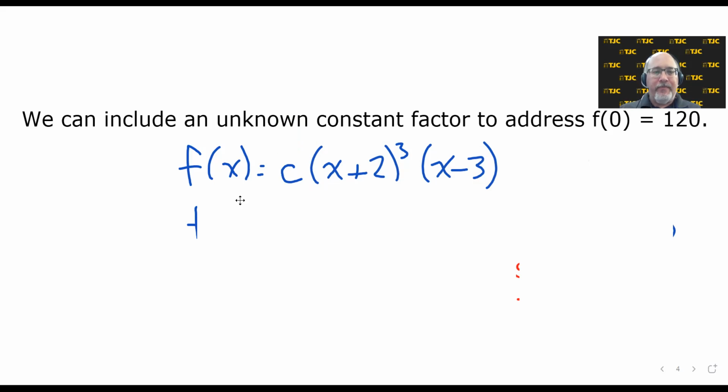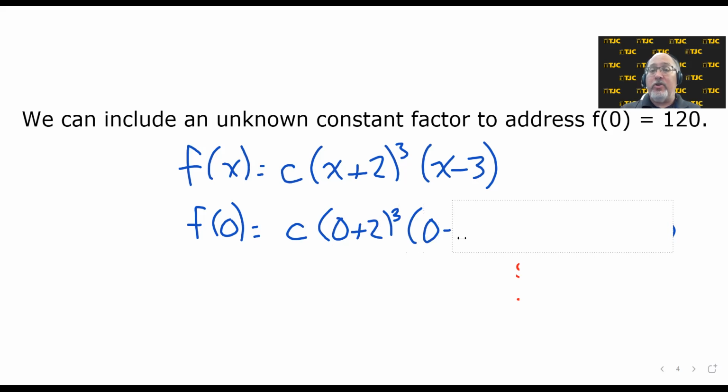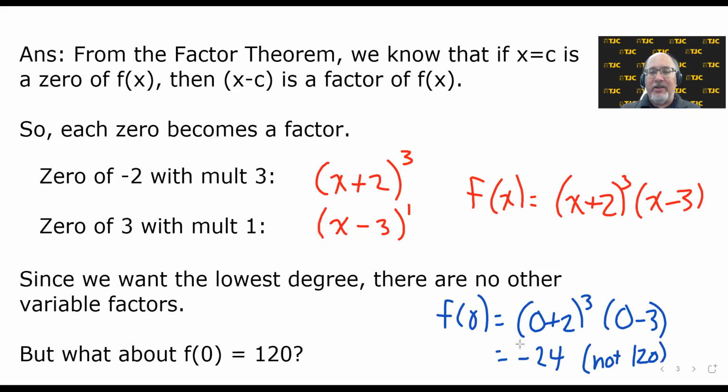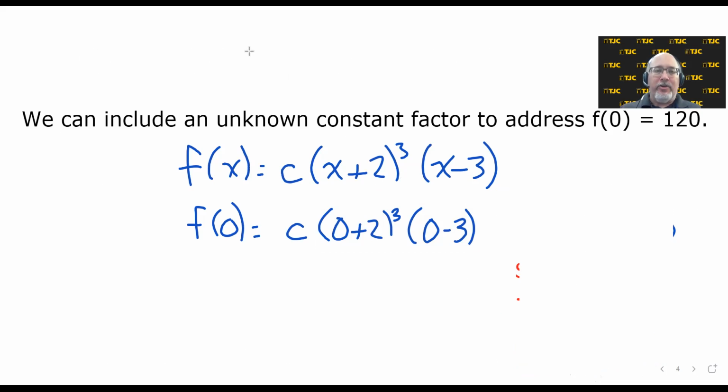Well, let's take a look at it. If we put 0 into this function with the extra c in front, the c will stay the same because we're putting in 0 for the x. And then we'll get c times 0 plus 2 cubed times 0 minus 3. Now, we've already figured out this part on the previous page. That was equal to -24. But the problem is we've got that c lurking around. So when we simplify all the numerical parts, we get -24, but it's still attached to a c.